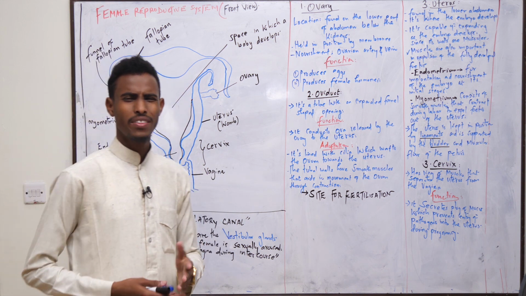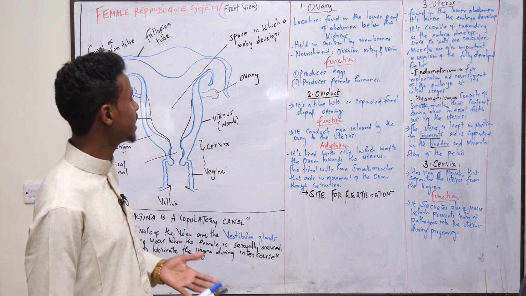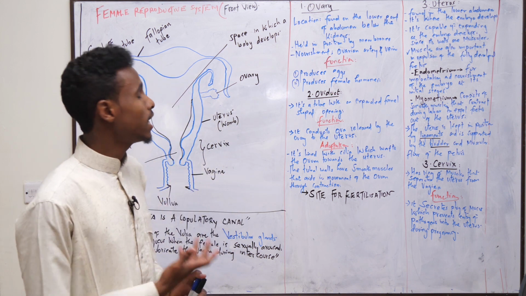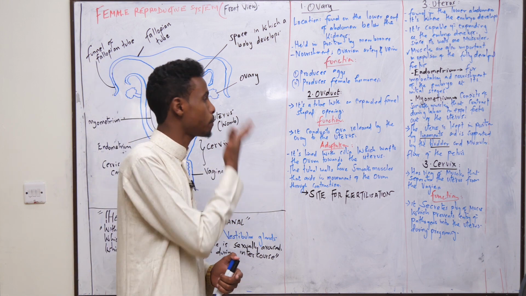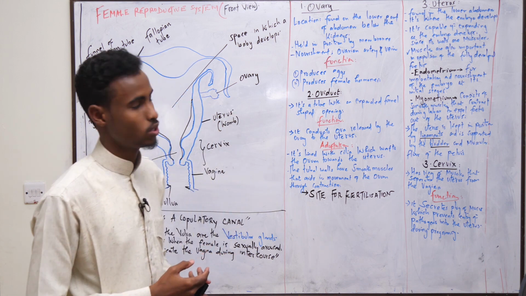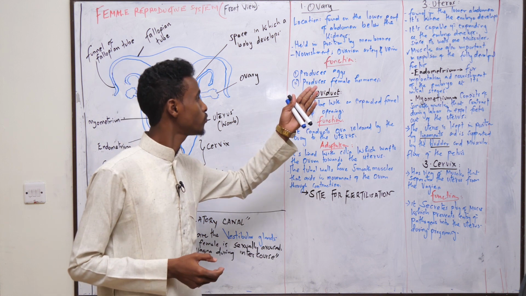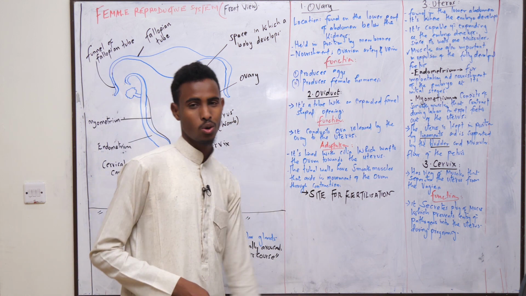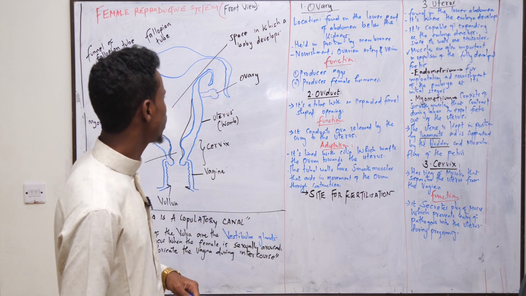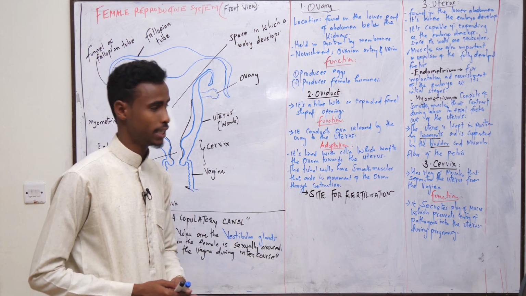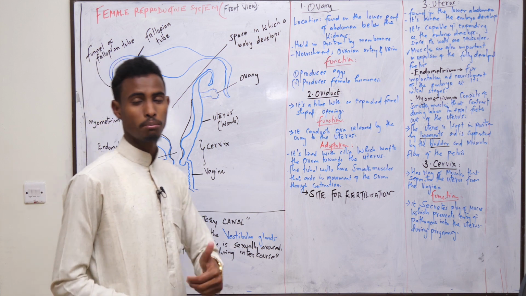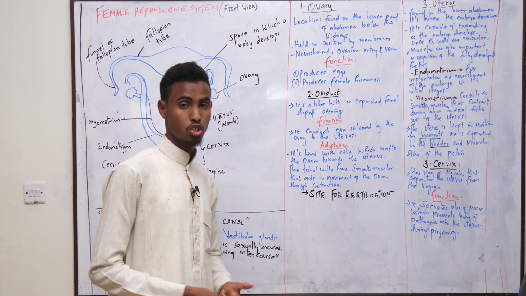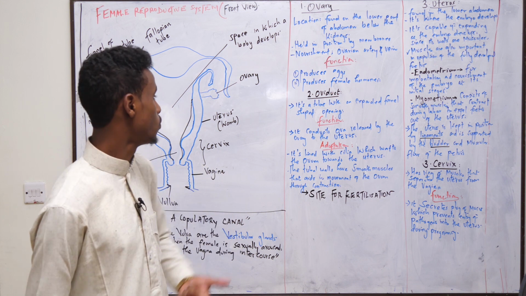The ovaries are held in position by membranes, and they get nourishment through the supply of the ovarian artery, while carbon dioxide and other waste products are removed by the ovarian vein. Now, what are the functions of the ovary? Function number one, it produces the egg, that is the ovum. It also produces the female hormones.